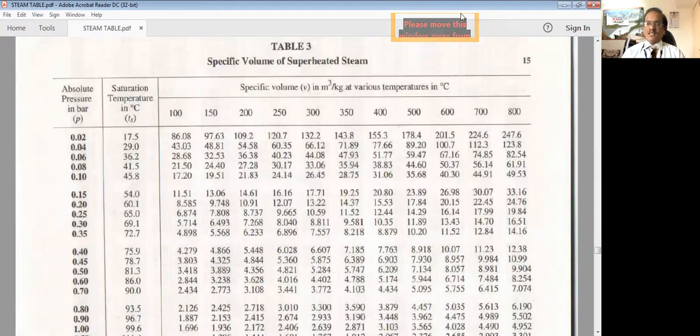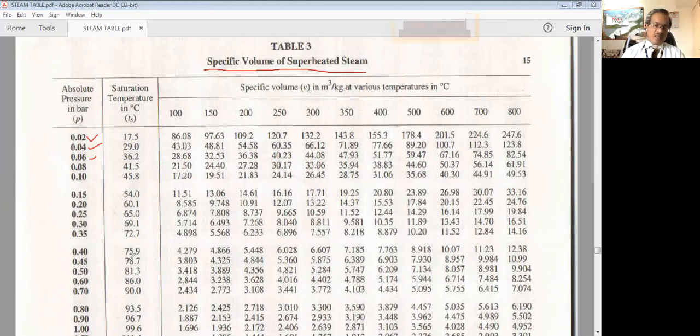This is table number 3, and table number 3 gives the specific volume of superheated steam. You can see in the first column, the different pressures are given in bar. Corresponding to these pressures, the temperature is given, which is the saturation temperature, and then the superheated temperatures are also given. So for any given temperature of superheat, you can take the value.